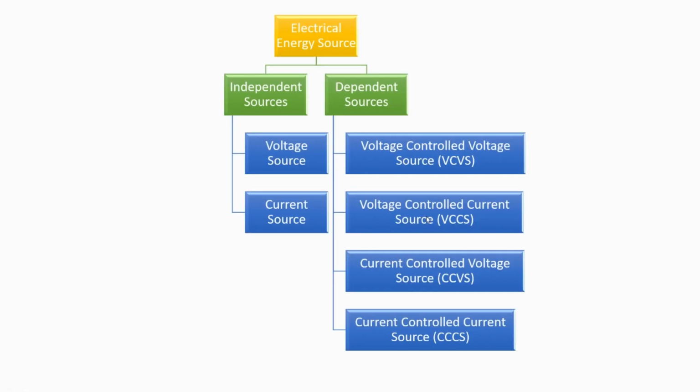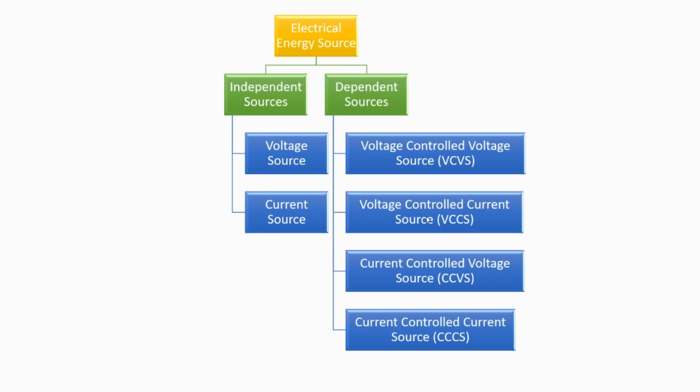The electrical energy sources are mainly categorized as independent sources and dependent sources. Now, independent sources could be either a voltage source or a current source. And again, a voltage source or a current source could be an AC voltage source or a DC voltage source, or an AC current source or a DC current source.